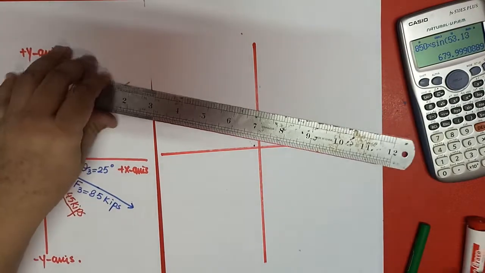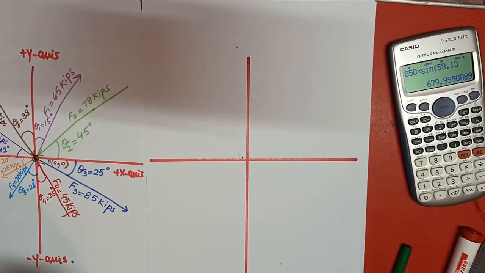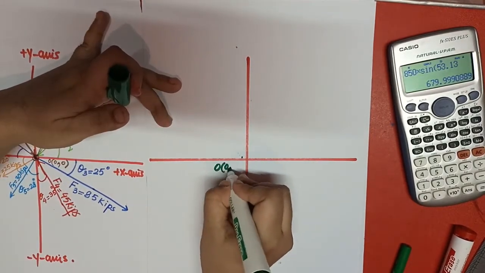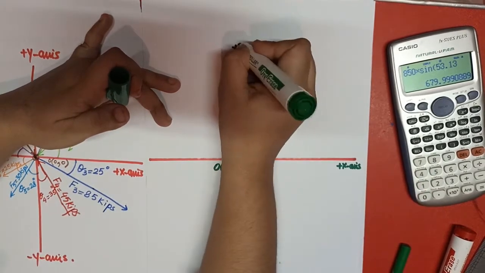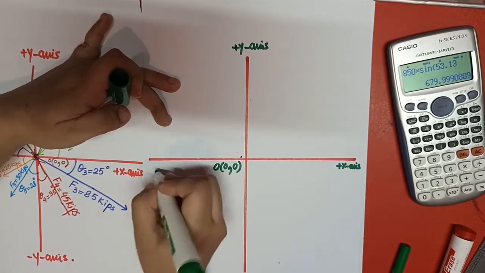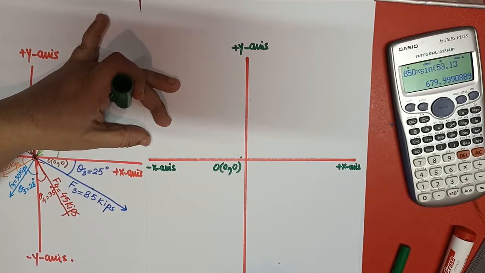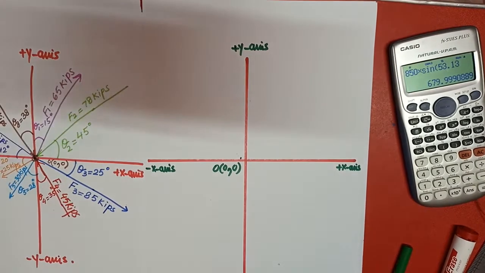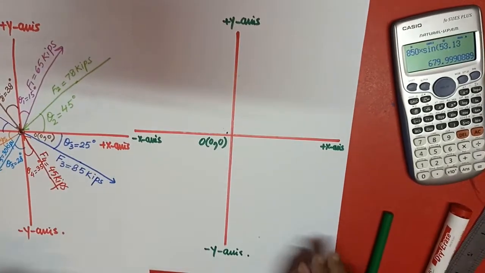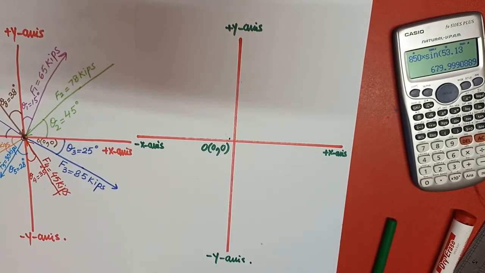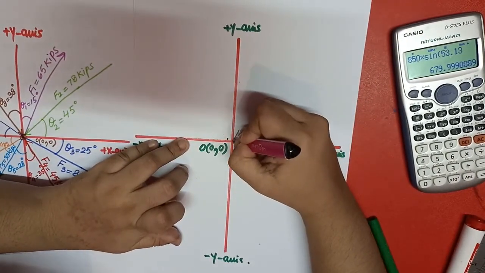So what I am doing here, for example, this is the origin (0, 0). This is the positive x-axis, you all know that. This one is the positive y-axis, this one is the negative x-axis, and this one is the negative y-axis. So what you have to do, it's done. Okay.